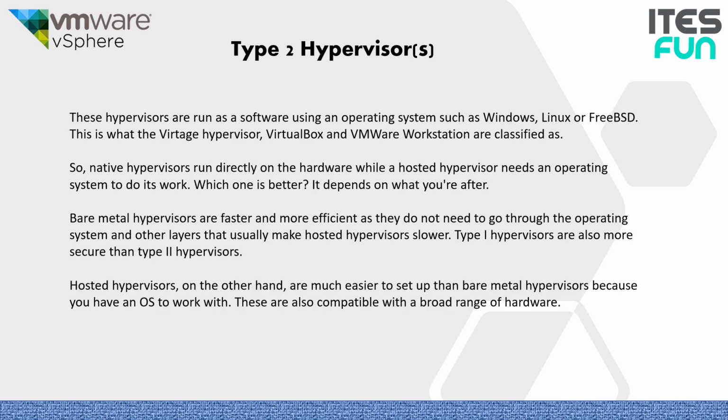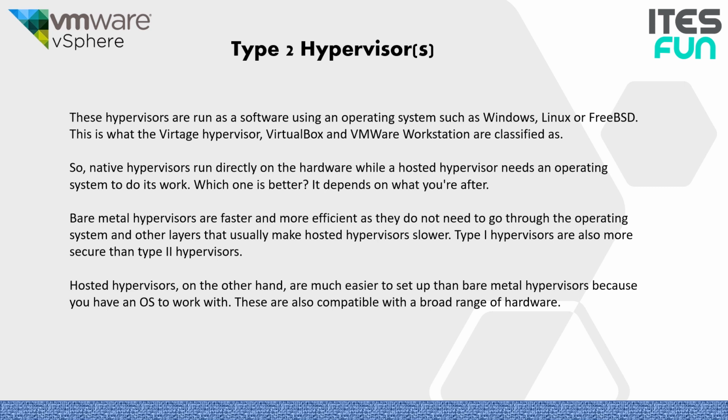Let's talk about the type 2 hypervisor. These hypervisors run as software on an operating system such as Windows, Linux or FreeBSD. This is what the Virtage hypervisor, VirtualBox and VMware Workstation are classified as. So native hypervisors run directly on the hardware, while with a hosted hypervisor, it needs an operating system to do its work.